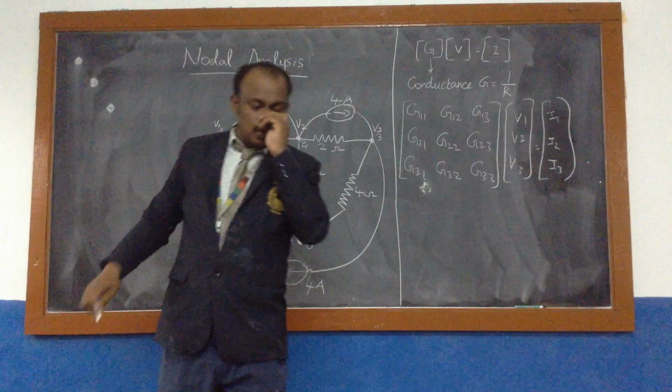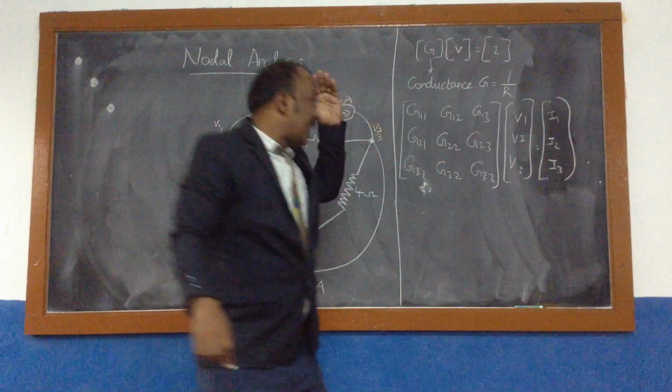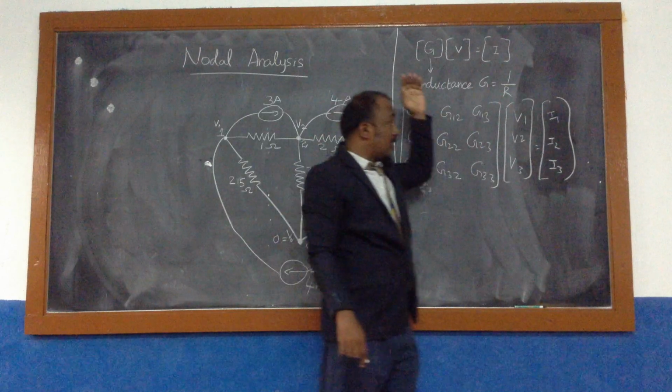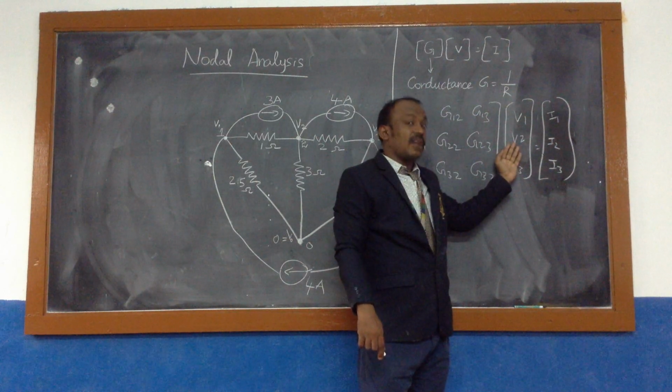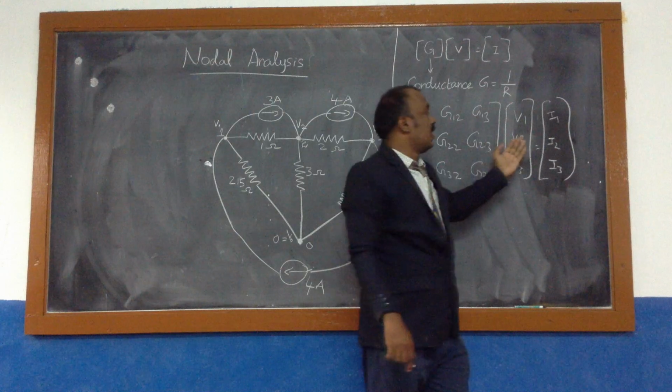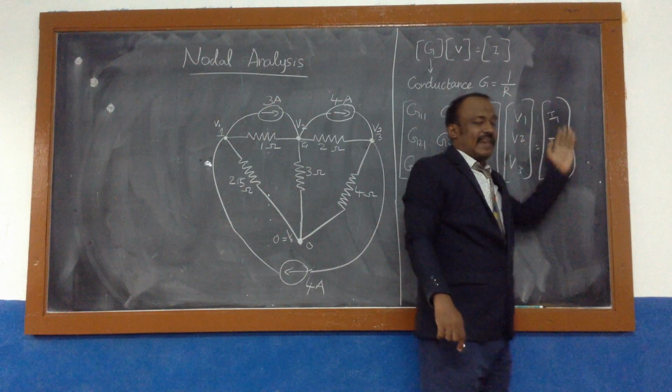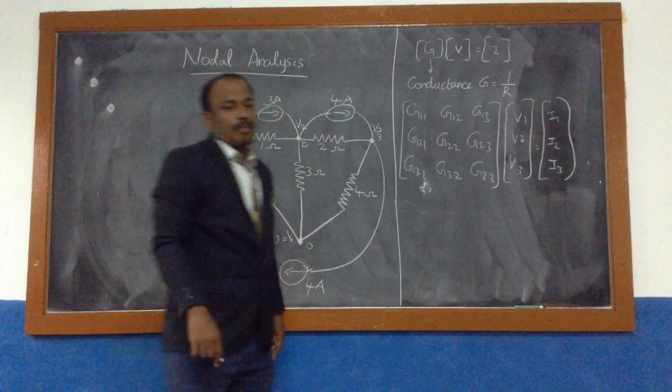You can compare this one. Why are we saying dual of mesh? There was resistance, but here it is conductance. There was current in this place for the mesh, here it is voltage. There was voltage in this place for the mesh, but here it is current. That is why it is called the dual of mesh.